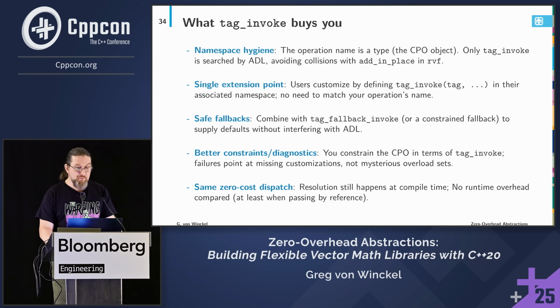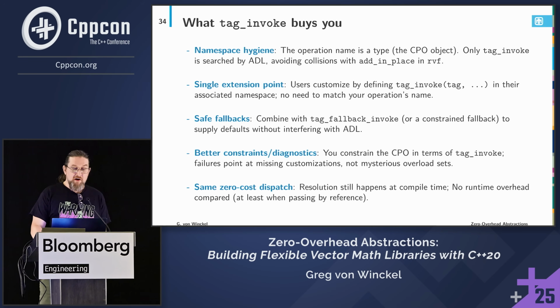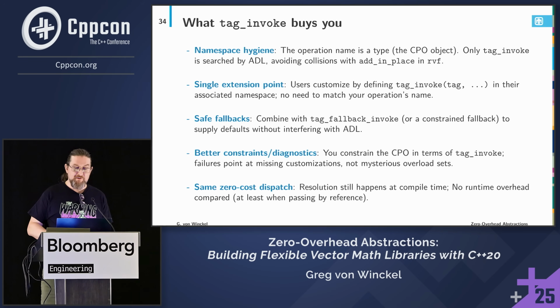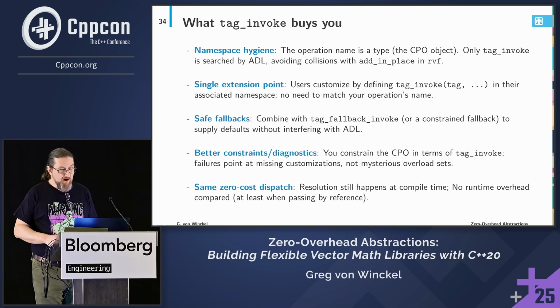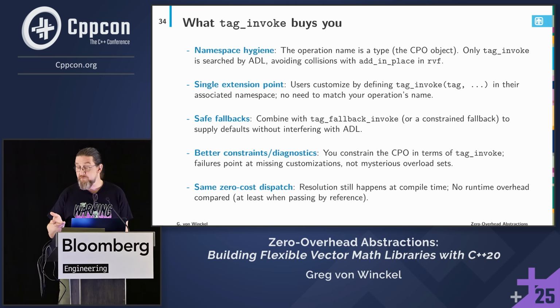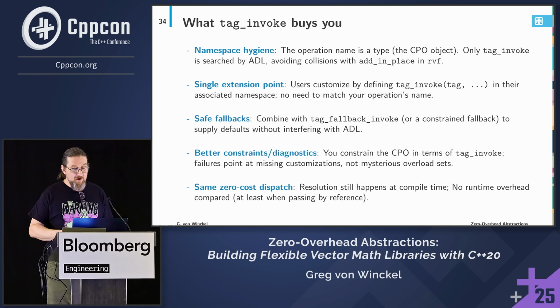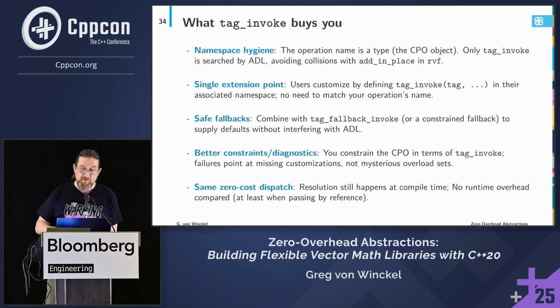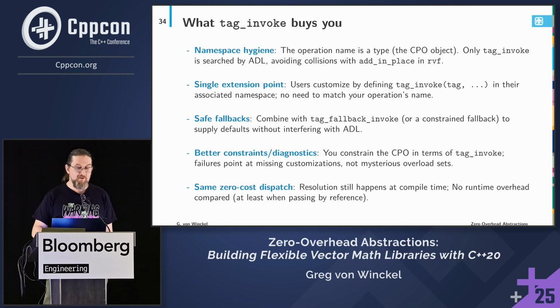Okay, so this does buy you a number of things, right? Cleans up the namespace. You now have a single extension point. The diagnostics can be better. You don't really pay anything extra. If you're passing things by reference, then you shouldn't be paying anything extra for this. Whether or not you get copy elision if you're passing by value is not entirely clear.